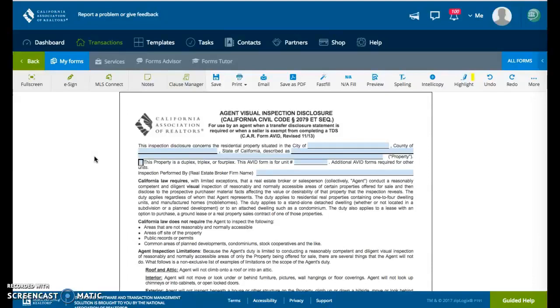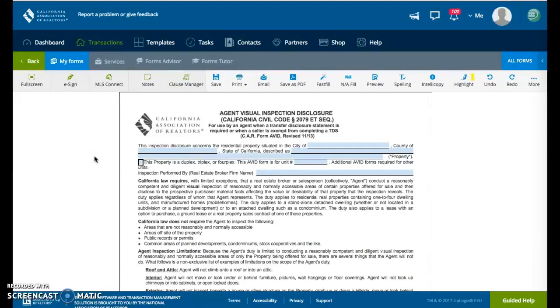The one I'm going to talk about today is the Agent Visual Inspection Disclosure. It's short for AVID. And this is something that we have to do as agents in order to complete the transaction. It's mandatory and by law. California is a pretty strict state in terms of liability and following the letter of the law, things like that.